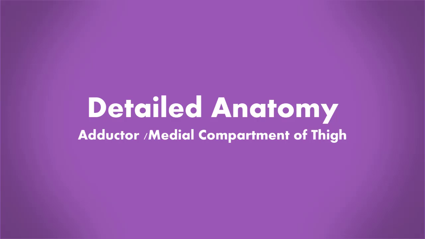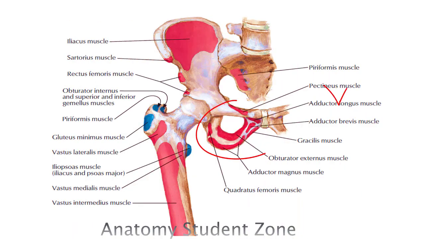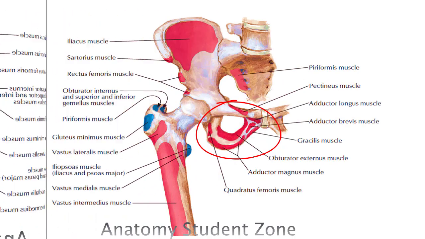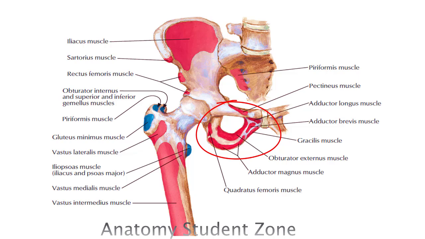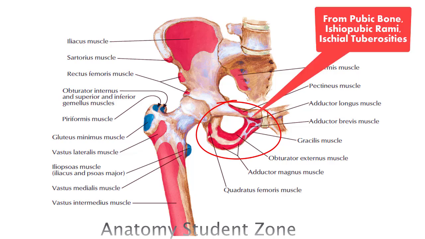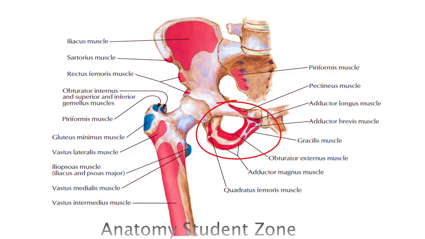First I will tell you about the general attachment of the adductor muscles. If you know nothing else, at least you should know that the adductor muscles arise from the anterior, inferior and external or outer surface of the bony pelvis. Specifically, they arise from the pubic bone, ischiopubic rami and ischial tuberosities. Besides the bony pelvis, they also take origin from the adjacent obturator membrane. This is the general attachment of these muscles.